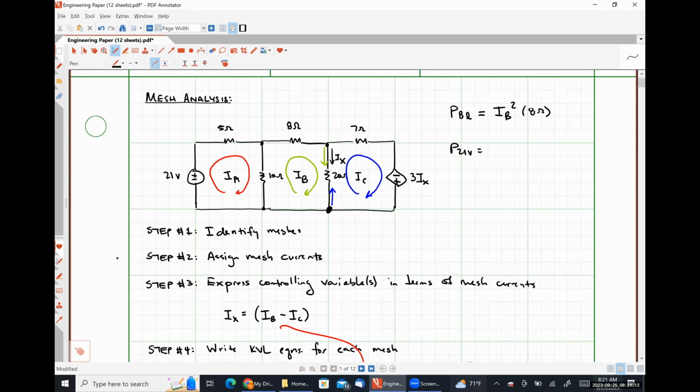21 volts times IA, because the mesh current IA is flowing into the negative polarity terminal. And if we want supplied power, we're looking for the current flowing into the negative polarity terminal. So 21 volts times IA.